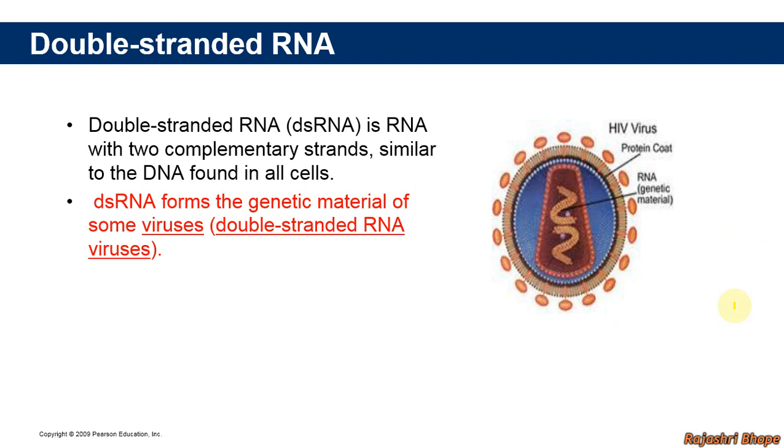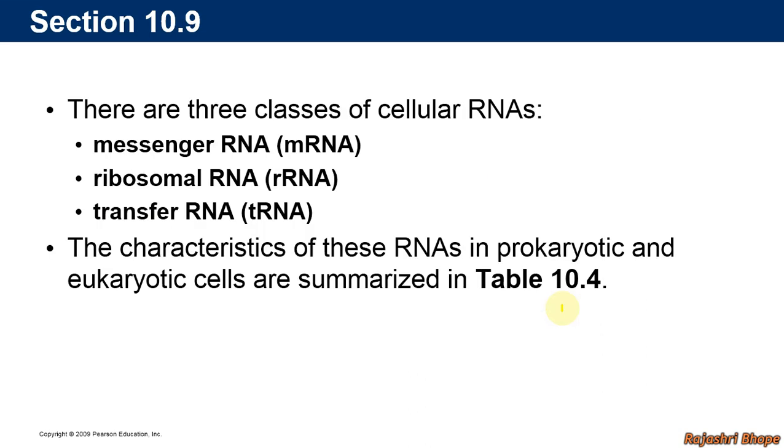This is double stranded RNA virus. This is a virus, HIV virus, which has RNA as its genetic material. Few viruses have RNA as their genetic material, either present in single stranded form or in double stranded form.